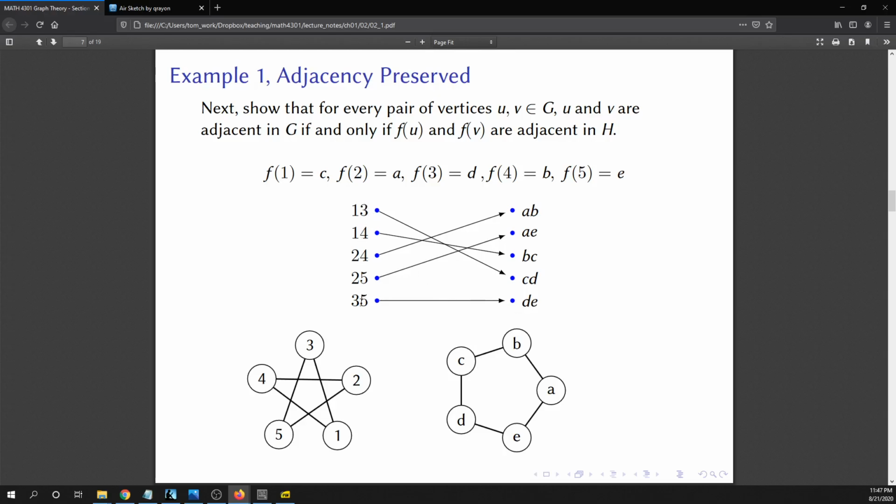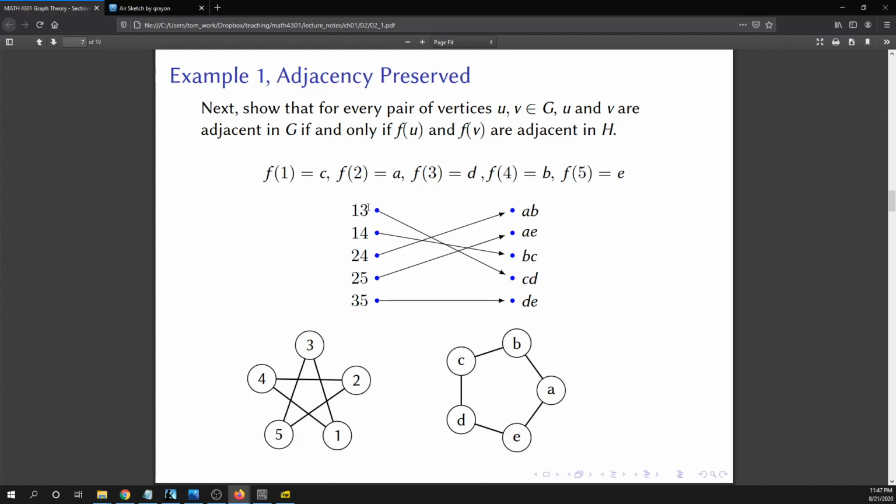List out all of the edges of this graph, the one that's the domain. List out all of the edges in the range. And then look at where these vertices would get sent to. So when you do that, notice what we get right here is a bijection of the edges.